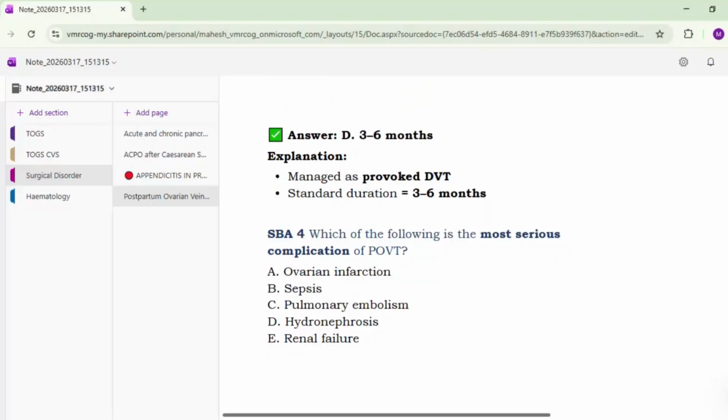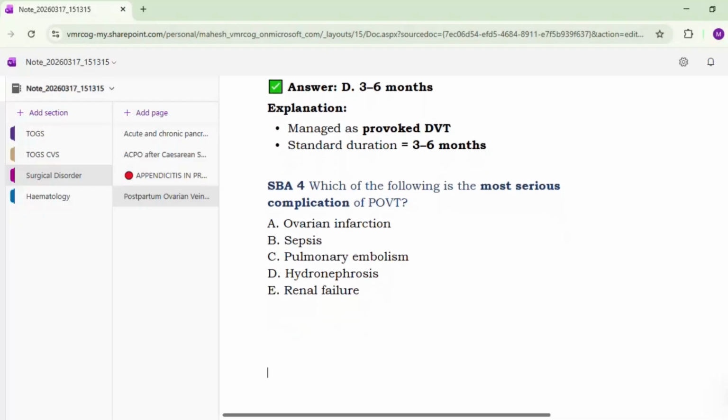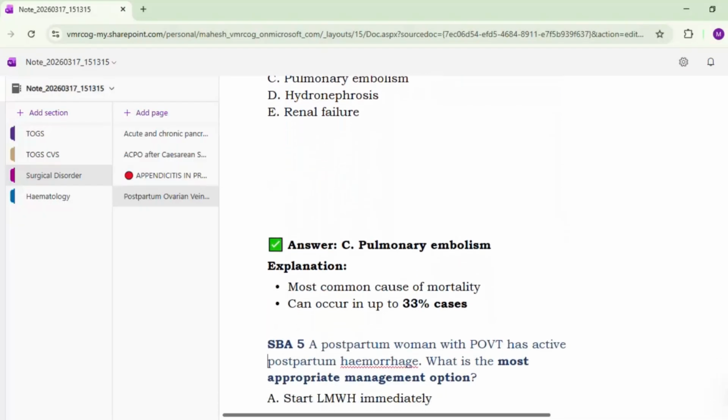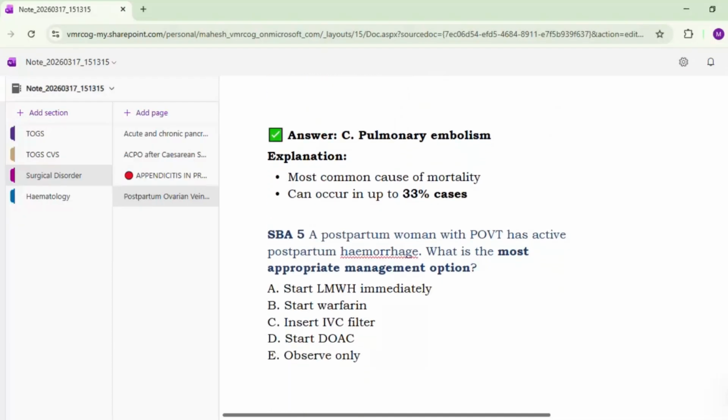Which of the following is the most serious complication of POVT? A. Ovarian infarct. B. Sepsis. C. Pulmonary embolism. D. Hydronephrosis. E. Renal failure. It is C, pulmonary embolism. Yes, pulmonary embolism is the most common cause of mortality and can be seen in 33% of cases.